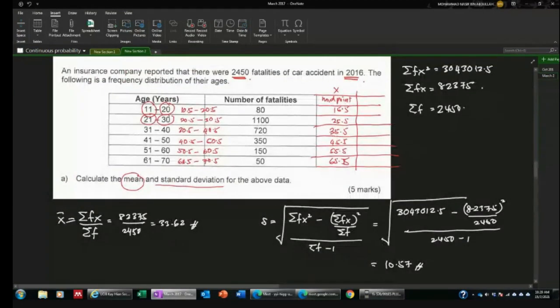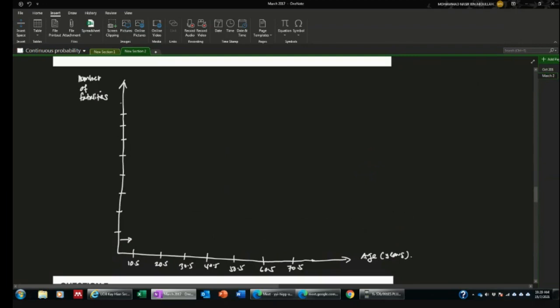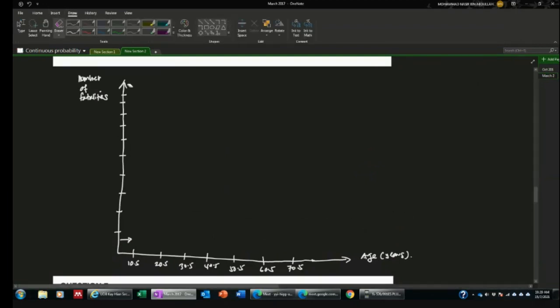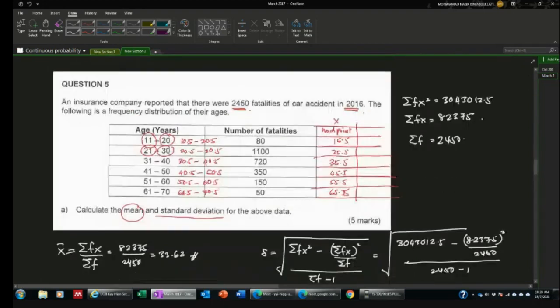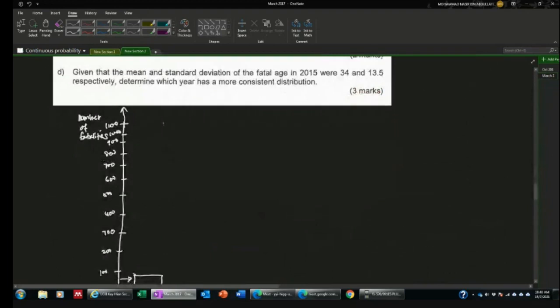In terms of frequency, let's take 100 for the scale. This is 100, 200, 300, up to 1,000, 1,100. So the first one is 80, so you mark 80 somewhere here. And then the next one is 1,100. So you draw properly. I don't have a ruler.